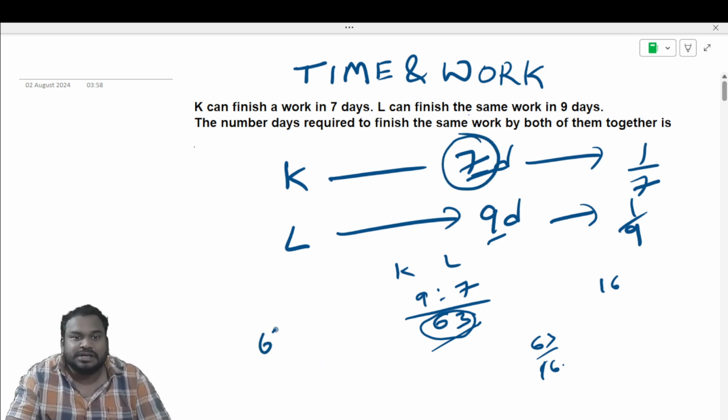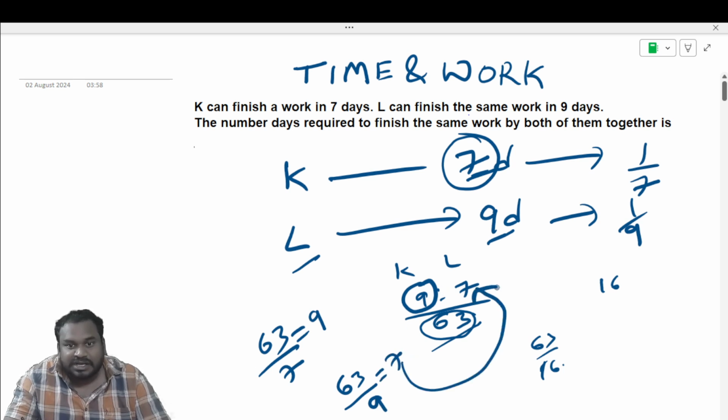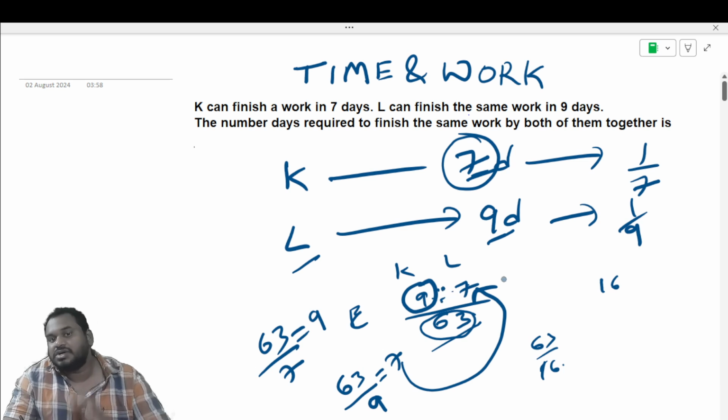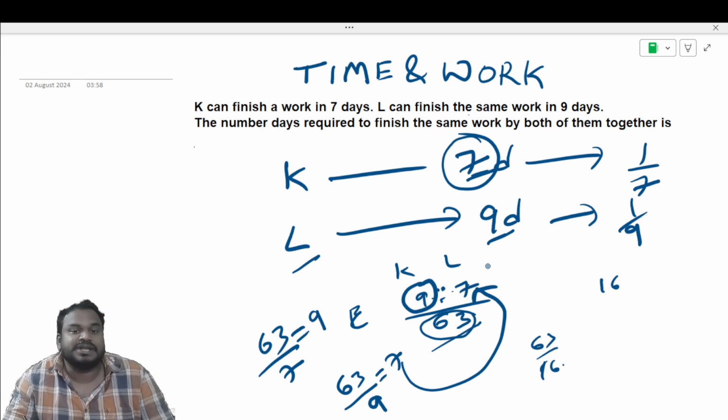So 63 by 7, what is that? That is 9. So this 9 will become the efficiency of K. The second thing, again 63 divided by, for the second case L, the number of days is 9. 63 divided by 9 is nothing but 7. So this 7 will become the efficiency of L. Now we got the efficiencies: K and L's efficiencies are in the ratio 9 is to 7.